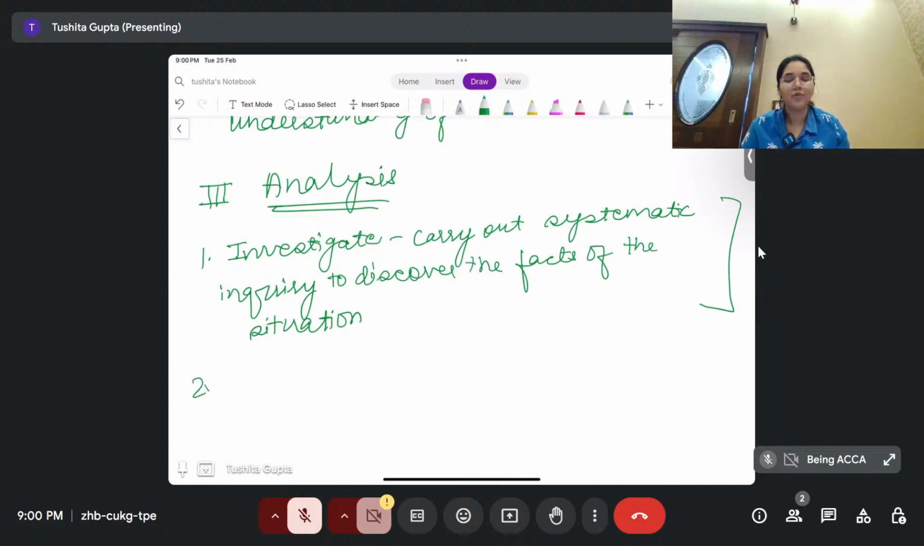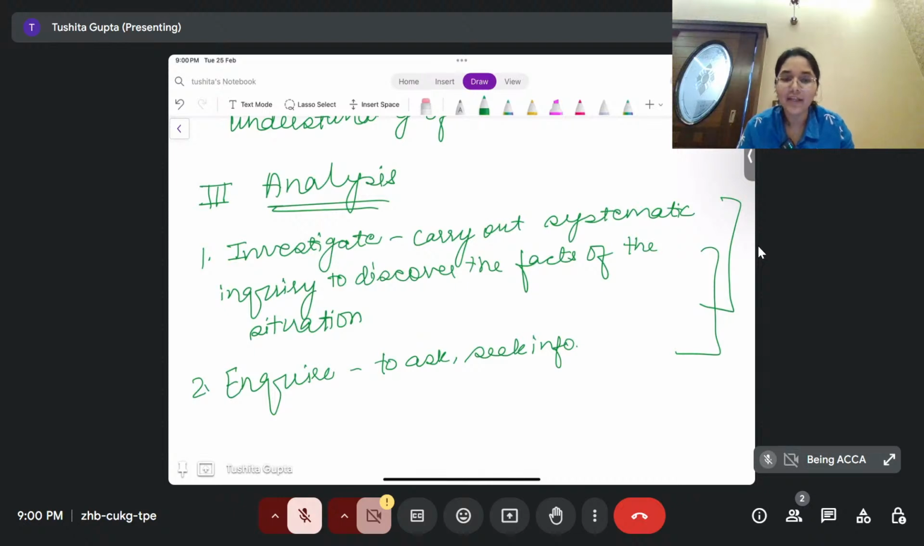Second thing that you're going to do in analysis is inquire. Inquire again is to ask or seek information. So in the SBL sense, these two verbs will definitely be overlapping each other, because in the real exam sense, we cannot be going out and investigating something. So we are always going to be asking for the information, seeking the information which we think is important and is missing from our consideration. So all of this is going to be a part of analysis.